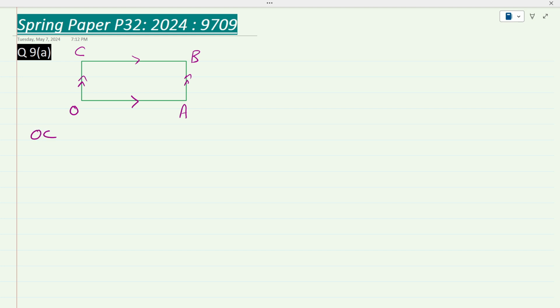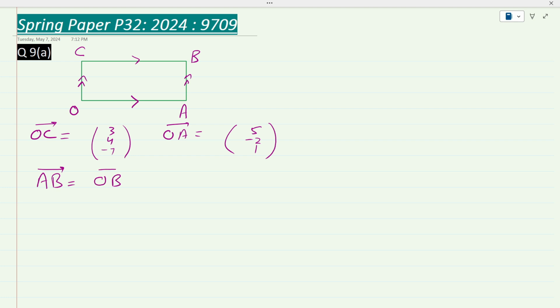So we already know what OC is. OC is equal to 3, 4, minus 7. So I'm going to write it in column vector format. OA is again 5, minus 2, 1. Let's find out the other two vectors, AB and CB. So for AB, I will convert it into position vectors, OB minus OA. So OB is 8, 2, minus 6, and OA is 5, minus 2, 1. Subtract these two. 8 minus 5 is 3, 2 minus minus 2 is 4, and it is minus 7. 3, 4, minus 7. It is the AB vector.